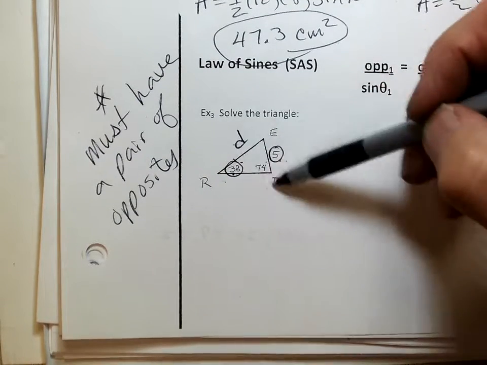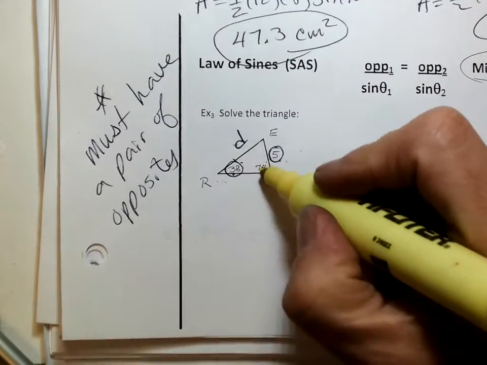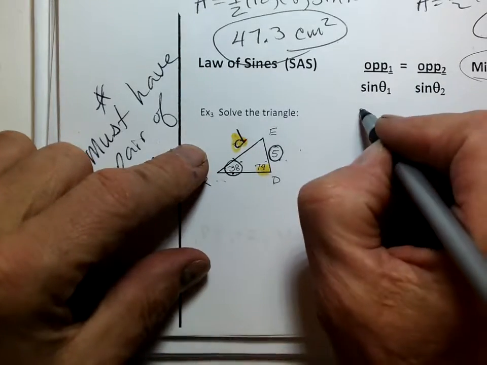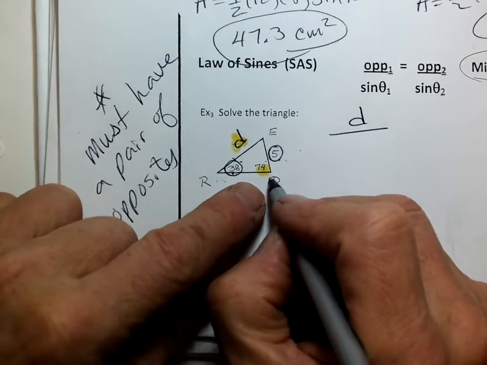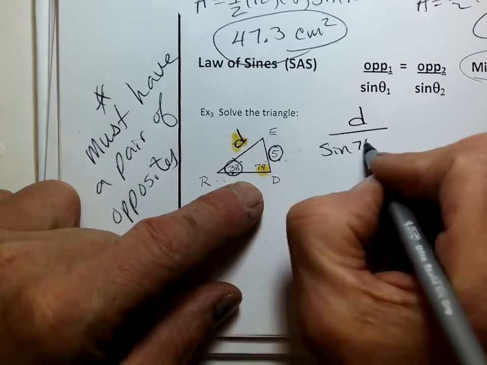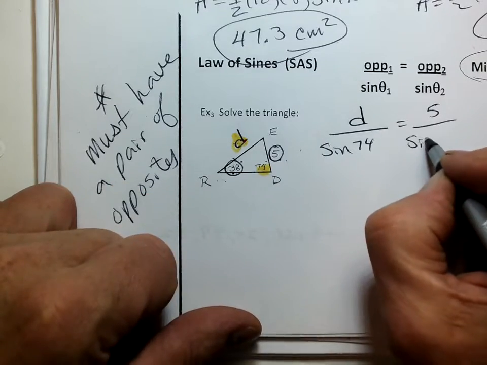So again, it's opposites. So let me highlight those opposites. If you have a pair of opposites, you can find an opposite. I always like to write down what I don't know. Here's my formula: d over the sine of its angle, so d over the sine of 74 equals 5 over the sine of 38.